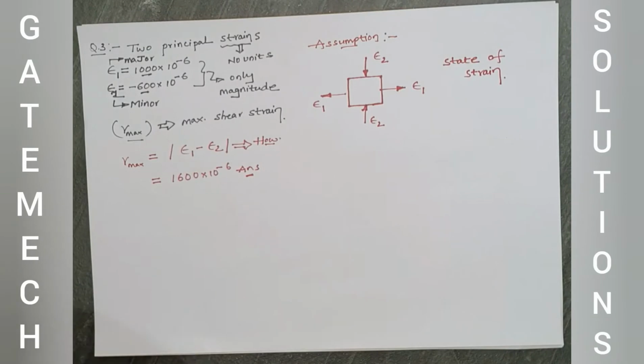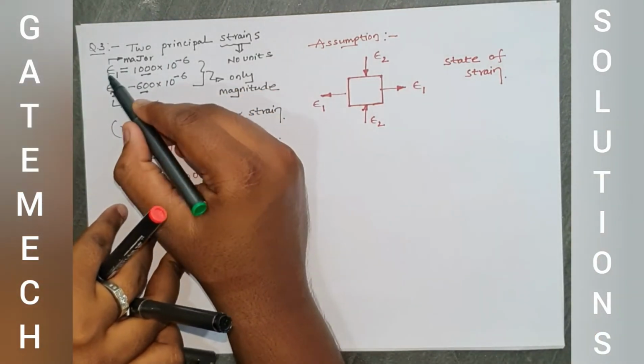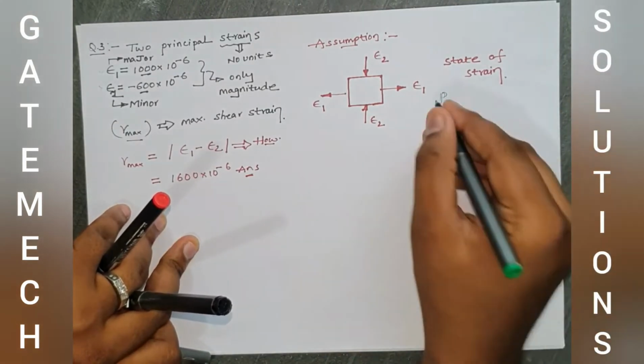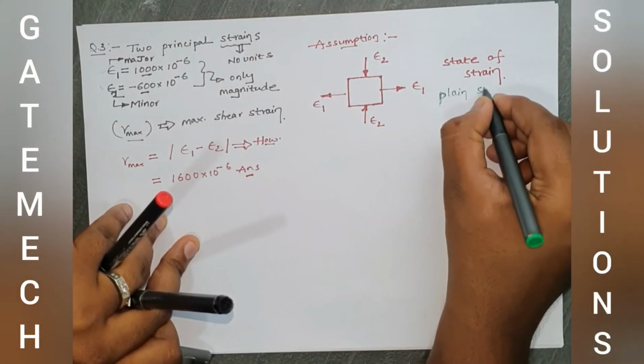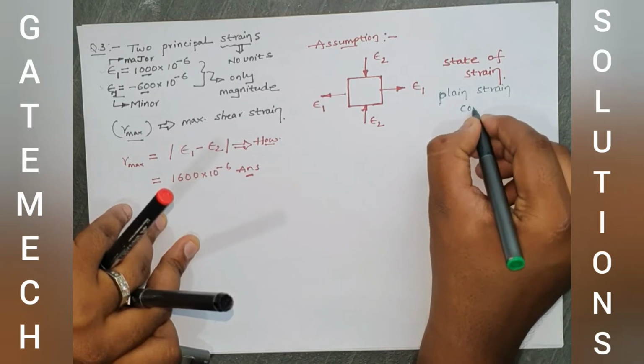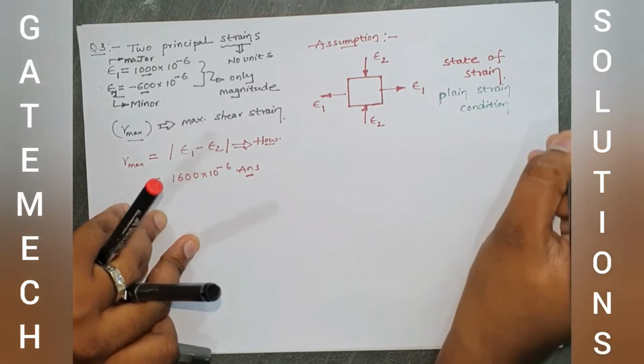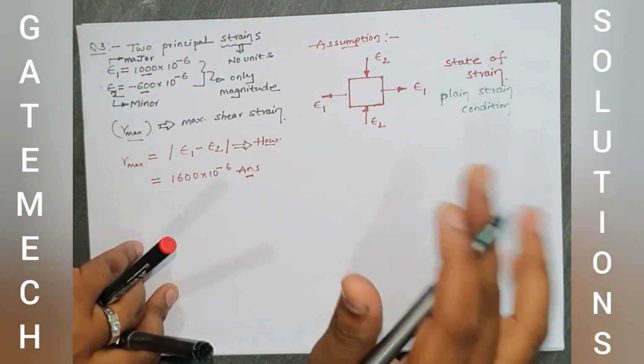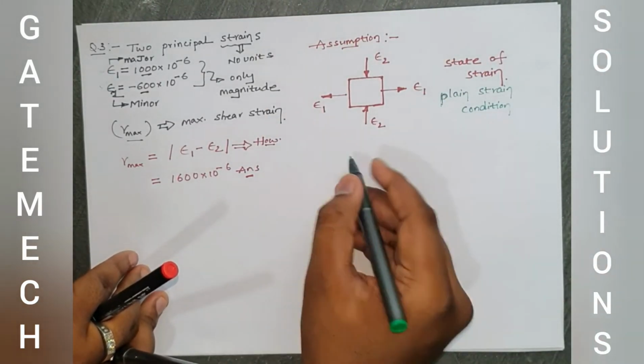Now the assumption is, in the problem they only gave epsilon 1, epsilon 2, so I am assuming a plane strain condition. Whenever it is a plane strain condition, then in the third dimension we should not consider any sigma values, any epsilon values. We only consider these two, epsilon 1 and epsilon 2. So keep that in mind.